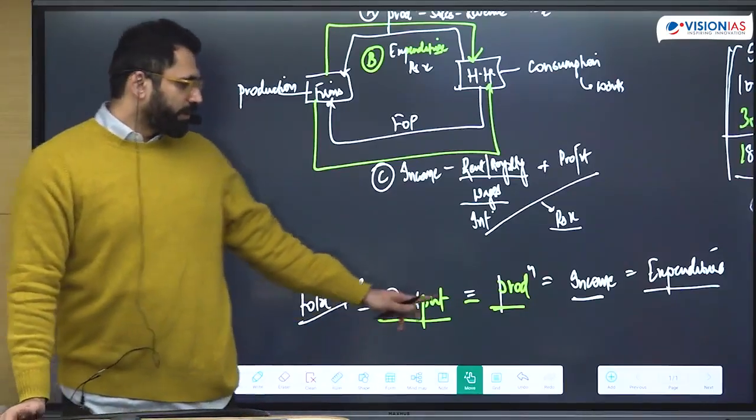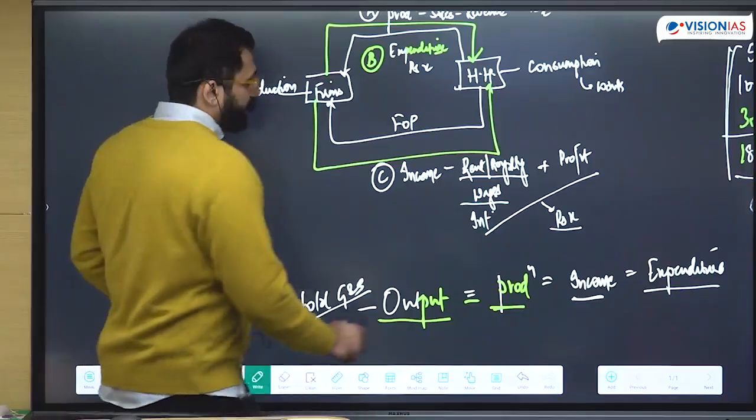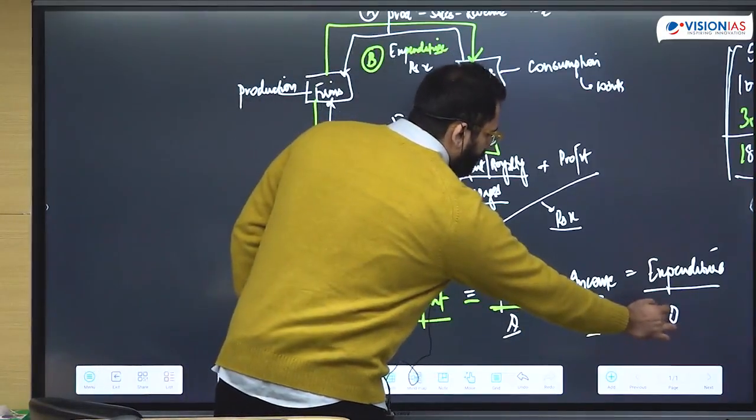For measuring the output, production is equal to income is equal to expenditure. That is, side A is equal to side B is equal to side C.